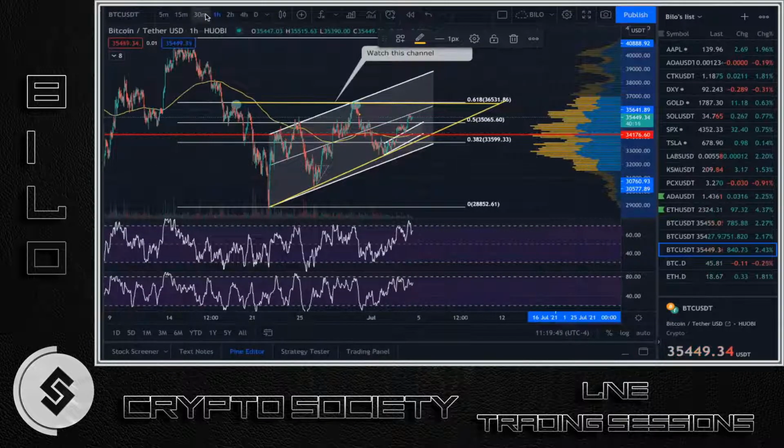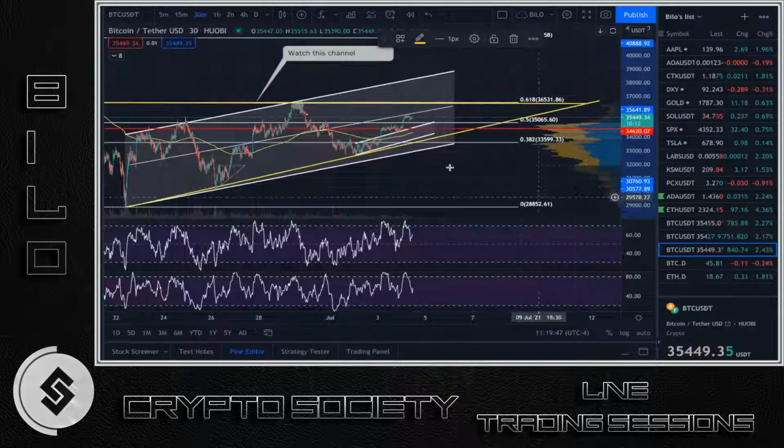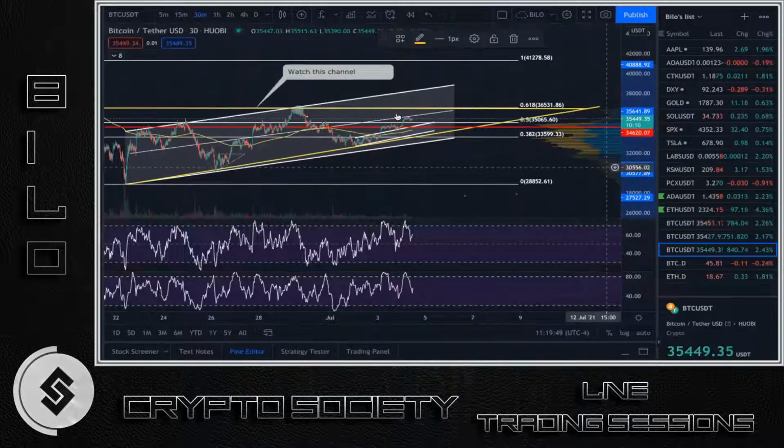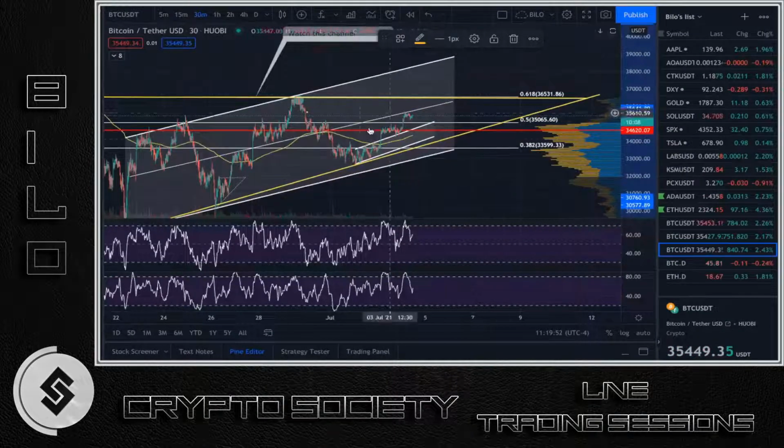Something else I found interesting, and I'll just go into the 30-minute here to illustrate, is I drew this channel a few days ago or yesterday, I can't remember, because I noticed this zigzag pattern in here. We broke out of it and retested it and went back up. So very possible we come back to test it again. Not necessary, but very possible.